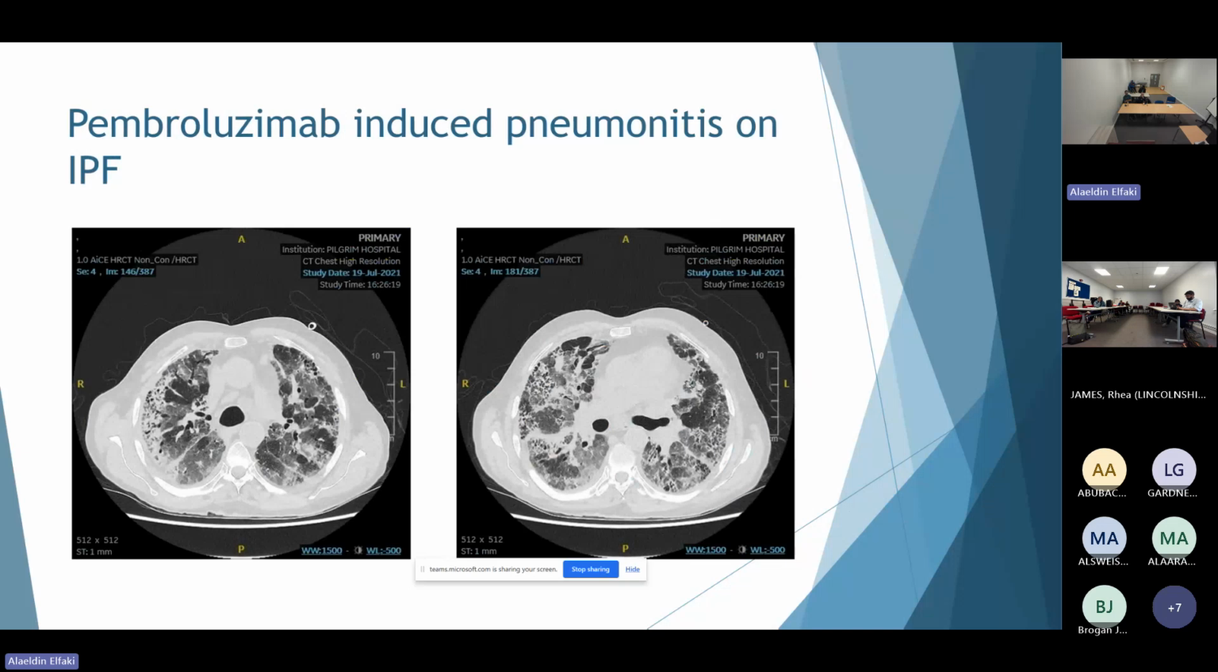Another drug that might also cause lung fibrosis or pneumonitis is pembrolizumab. This is a patient being treated for lung cancer, squamous cell carcinoma, with a background history of lung fibrosis. Unfortunately, he developed worsening respiratory symptoms, and on the CT scan, as we see, there are extensive ground glass changes, and you will also see some honeycombing at the periphery of the lung. But yeah, this is pembrolizumab-induced pneumonitis.